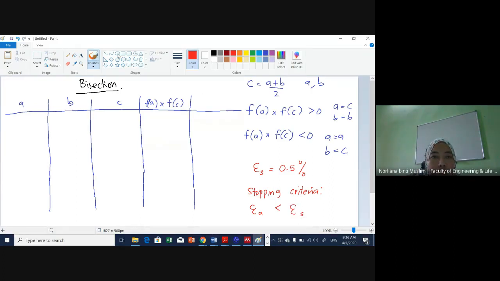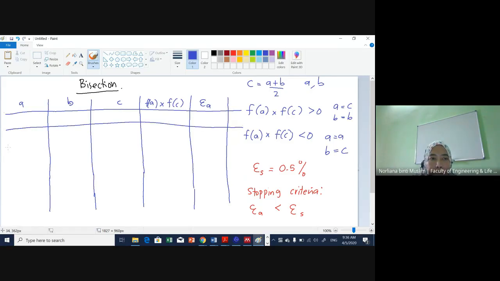In this case, we must have an additional column for estimated error, and this column for absolute error. Just now we already decided that we want to choose 12, 16. So this will be your 12, 16.